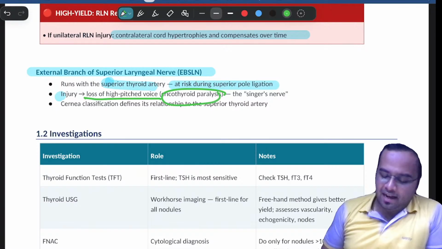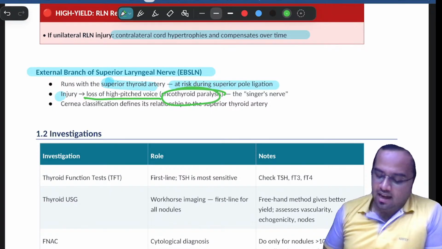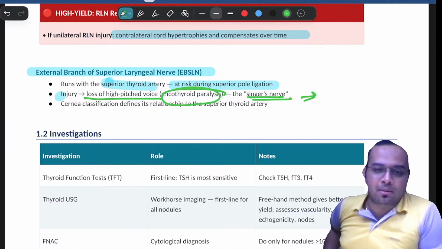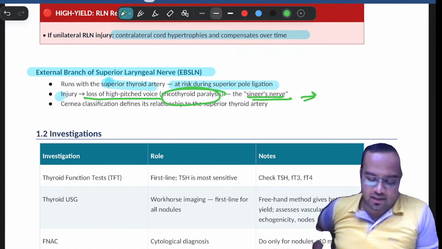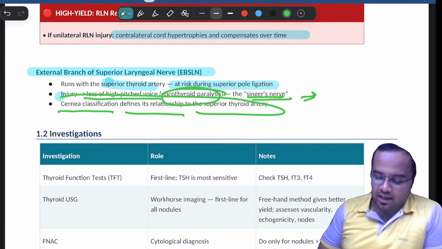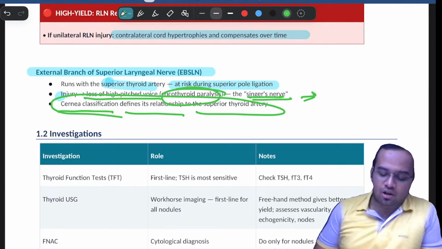So cricothyroid paralysis: we know that the cricothyroid is the tensor and it is the singer's nerve. So your bathroom singing is going to eventually land up in trouble. Rest, all the voice and everything is going to be normal. And the Cernea classification defines its relation to the superior thyroid artery. So there is a classification called the Cernea classification.